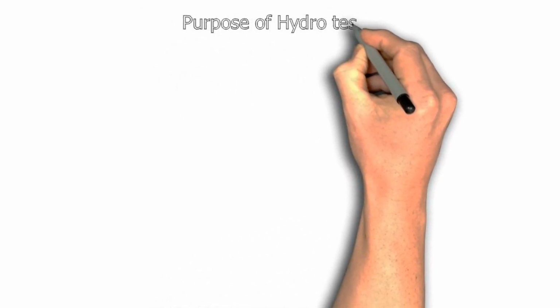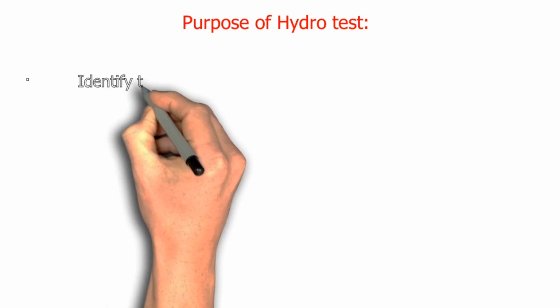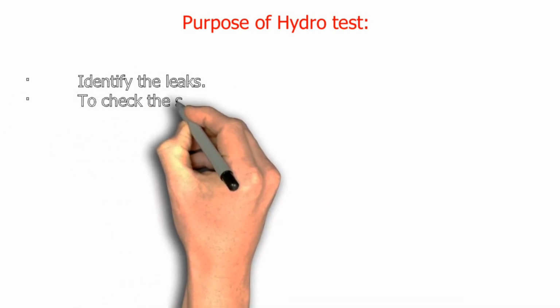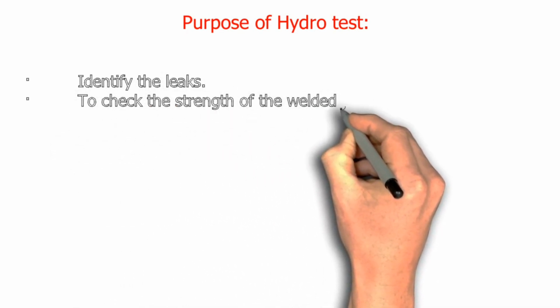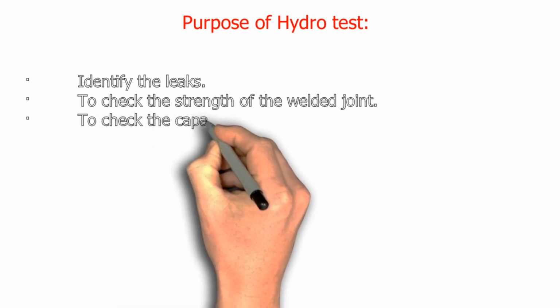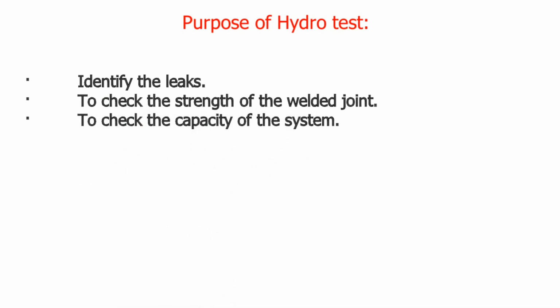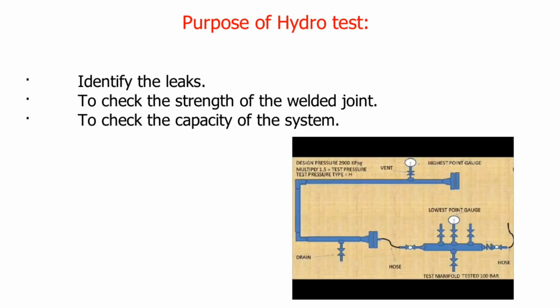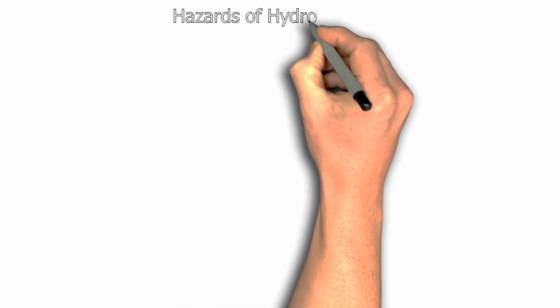Purpose of hydro test. Identify the leaks. To check the strength of the welded joint. To check the capacity of the system. Hazards of hydro test.